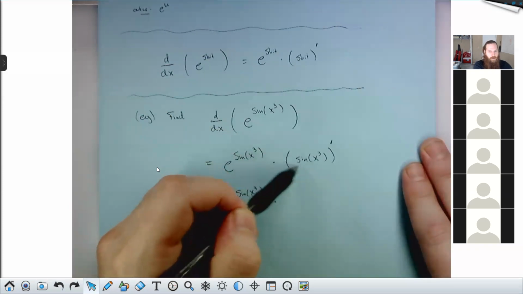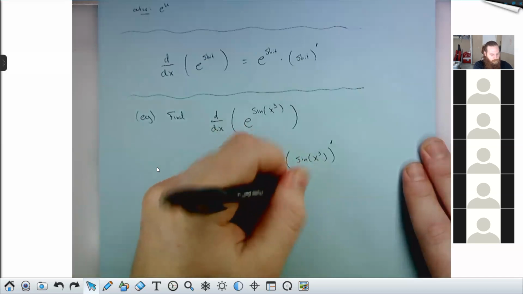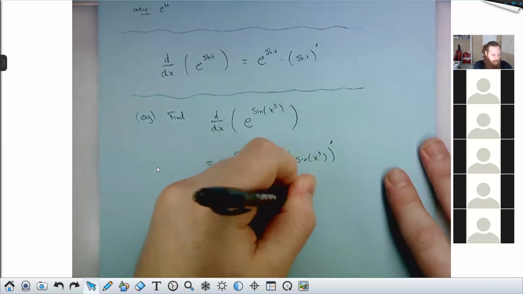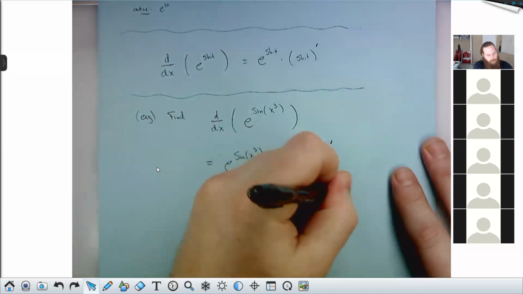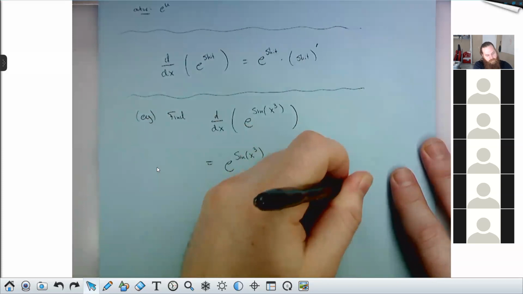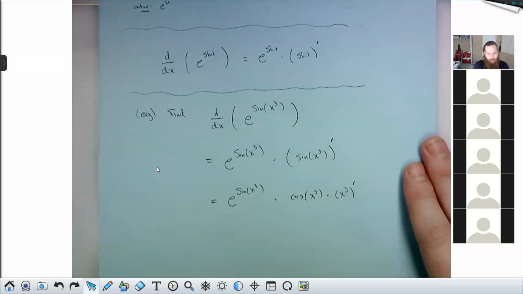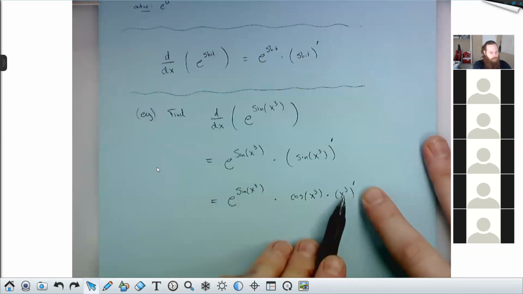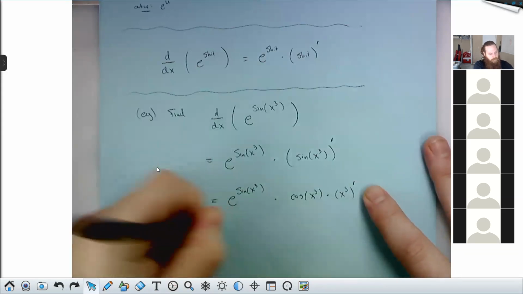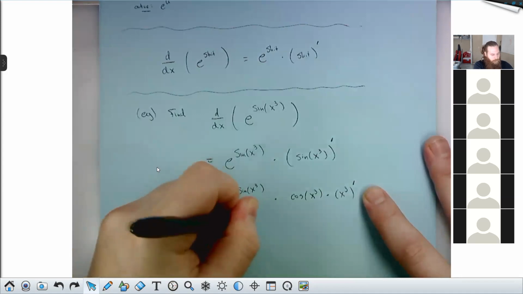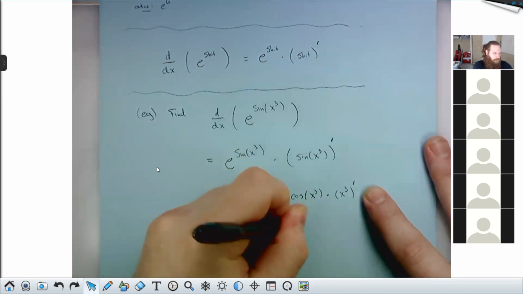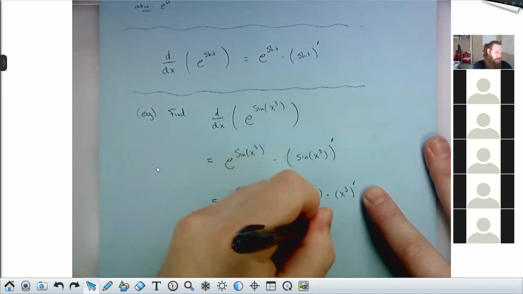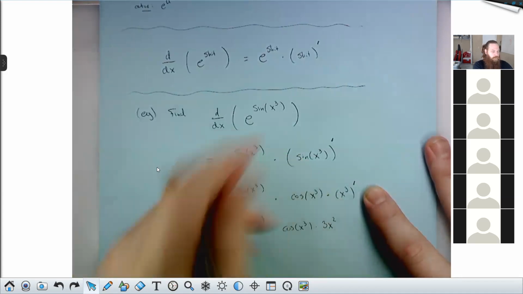Well, I differentiate the outer, leaving the inner alone. The derivative of sine is cosine. So this is cos of, leave the inside alone, x cubed. And then I need to multiply by the derivative of the inside. So it's a chain rule within a chain rule. Now finally, the derivative of x cubed is 3x squared. So this is e raised to the power of sine of x cubed times the cosine of x cubed times 3x squared.